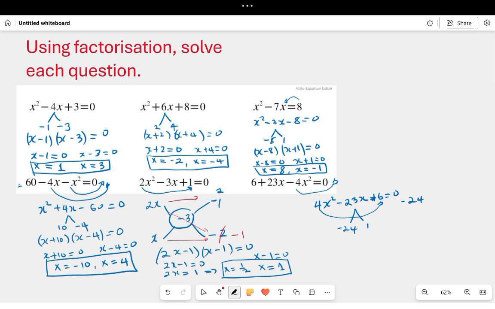So the best thing we need to do, let us do the cross method again. I'm going to have minus 23 in the middle, and then I do this. The number is 1 and negative 24. So I'm going to consider how I should split 4x squared. So 4x squared can be split in terms of 4x and x.